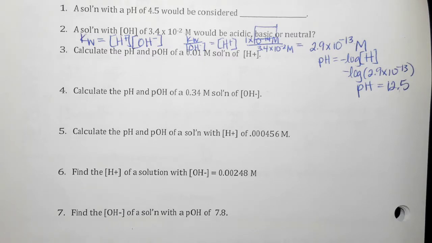Kw is always 1 times 10 to the negative 14. There's also some really easy things that I can do here too. pH plus pOH will always equal 14, because hydrogen was 10 to the negative 7, and hydroxide was 10 to the negative 7. And if I took the log of that plus the log of that, I'm going to get 14.